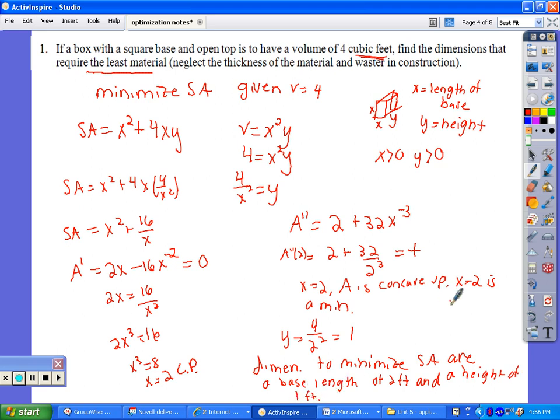You have to make sure you answer the question and always include units. Every time you have to include units.